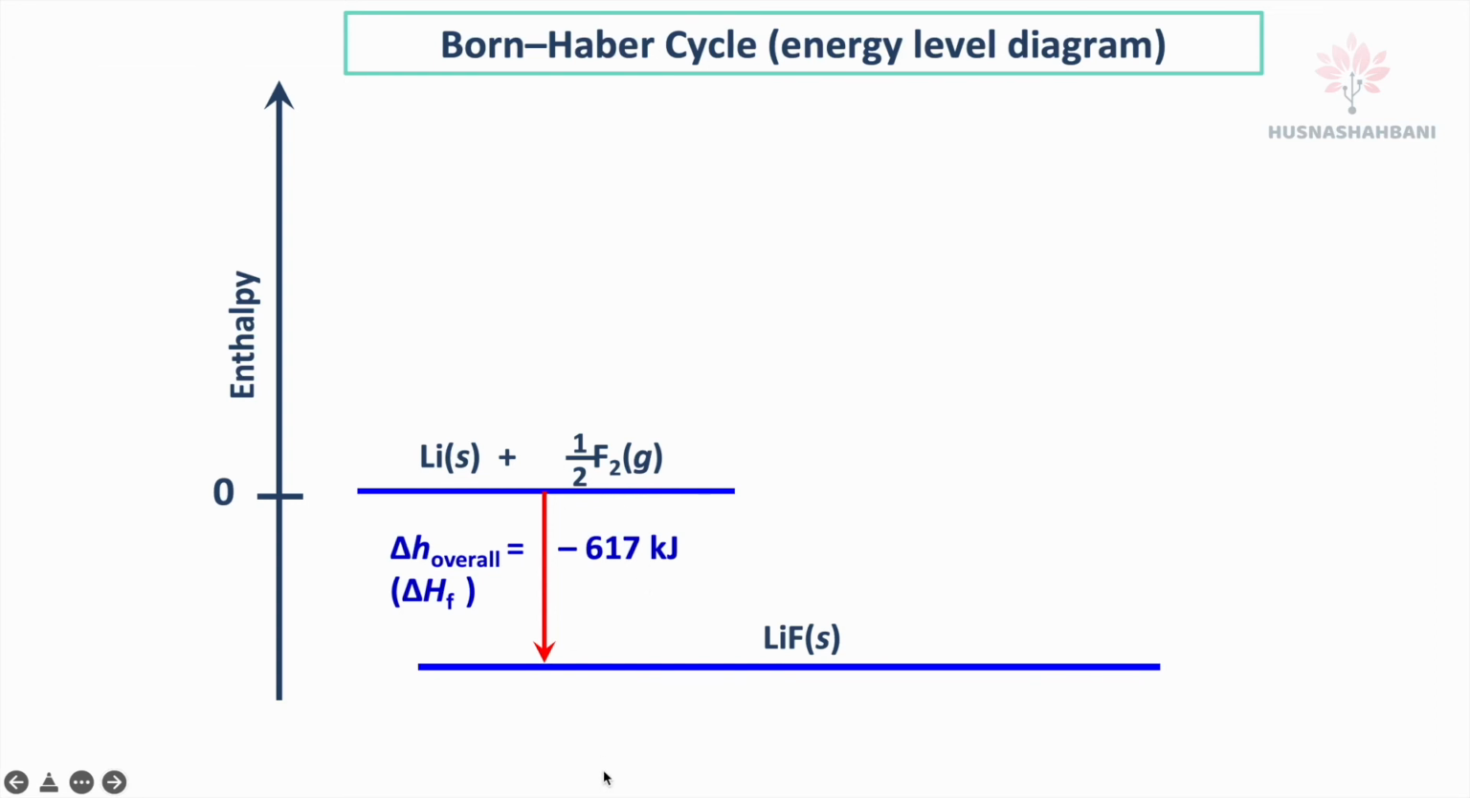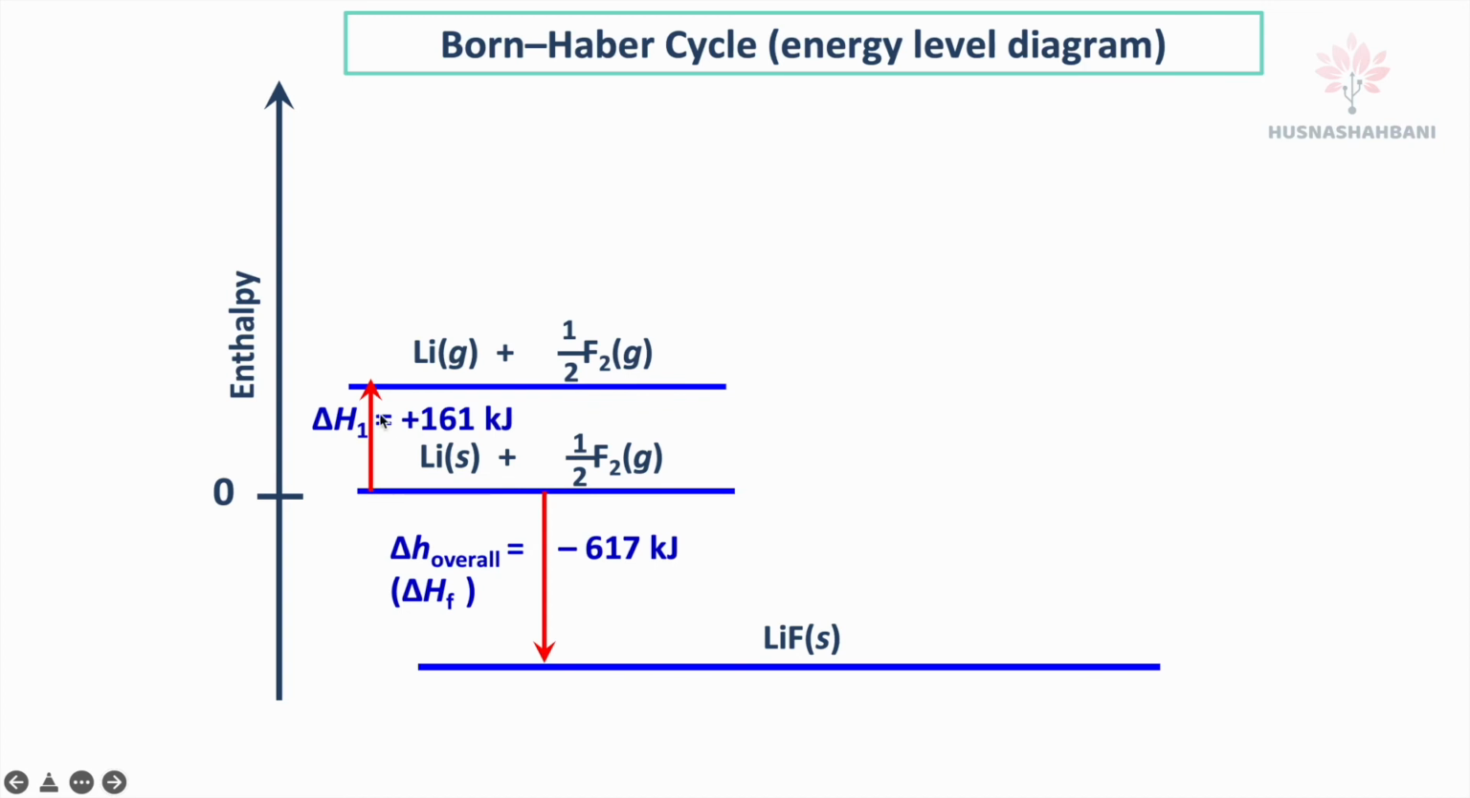After that, you have to atomize both. After formation, atomization for both Li and F2. Okay, we do one by one. Atomize Li first. You atomize the Li, it will become Li gas, and the value is positive.